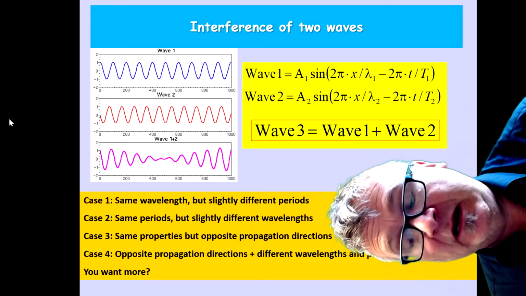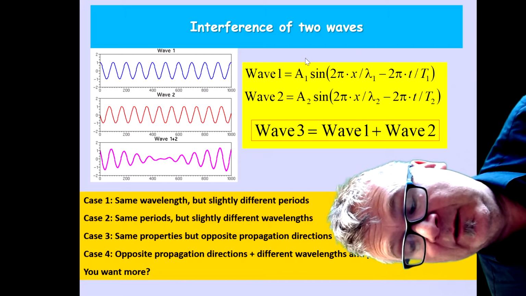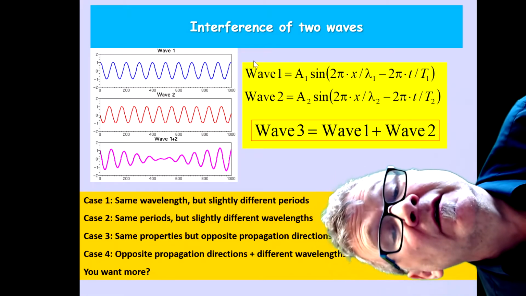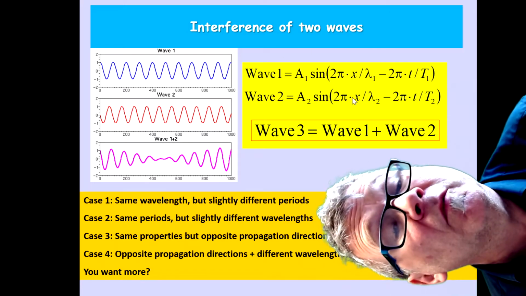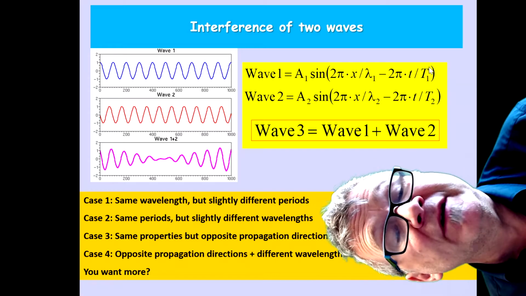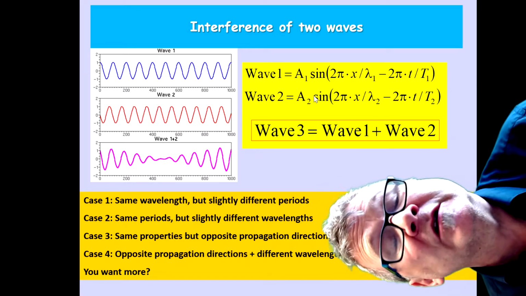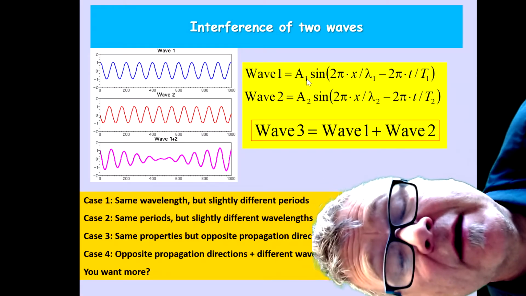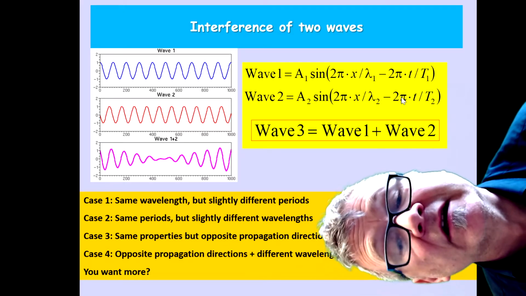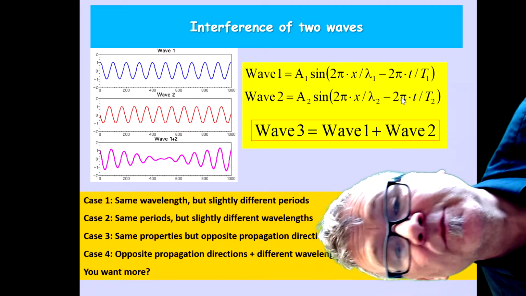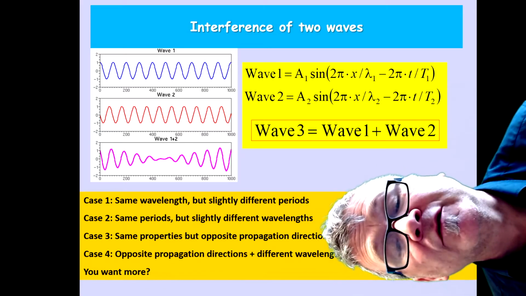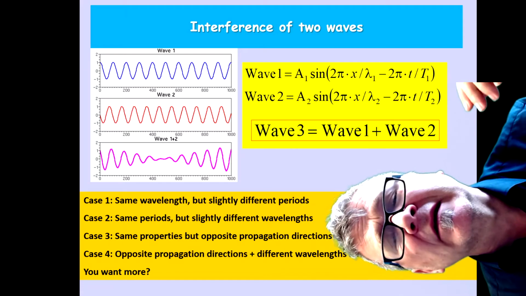It's a little formula, and we assume it's of sine form with a certain amplitude, certain wavelength, certain period, and we have a wave 2, which might have another amplitude, another wavelength, and another period. And then we're only interested in how this superposition looks. Wave 3 is wave 1 plus wave 2. And we can make it a little bit simpler.